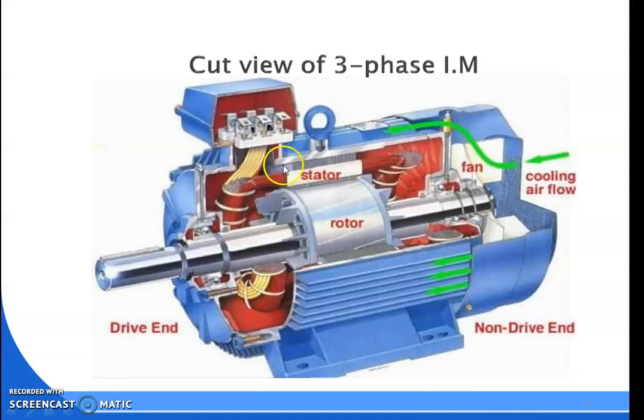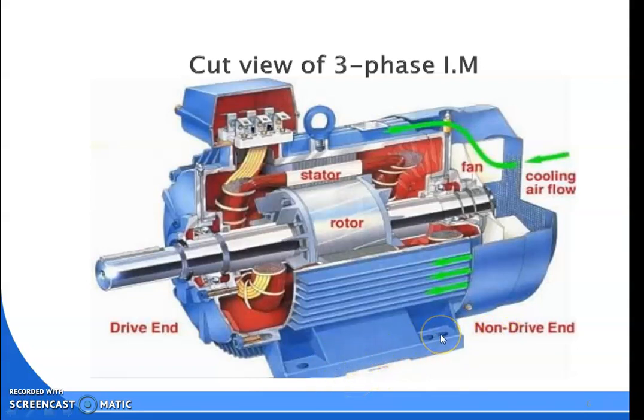This is the stator, which consists of the field part. Stator is the stationary part, rotor is the rotating part of the machine. This is the drive end, the moving end or the moving point of the machine, and this is the non-drive end or the fixed part of the machine, which is fixed over the foundation, over the base by using nuts and bolts.